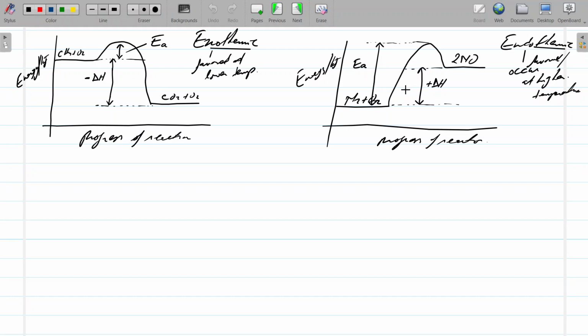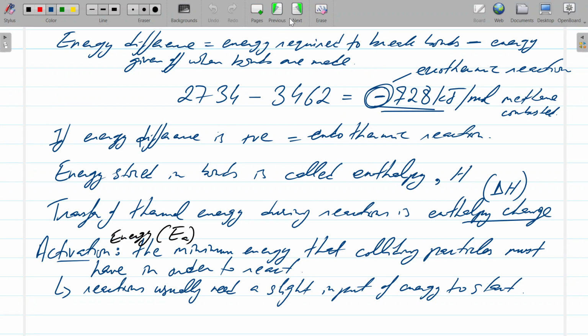It's different when you have an endothermic reaction. This is exothermic, obviously, but this is what it looks like. So that's the activation energy, that's the enthalpy change.